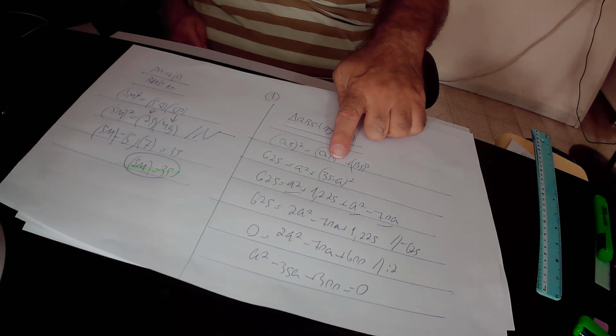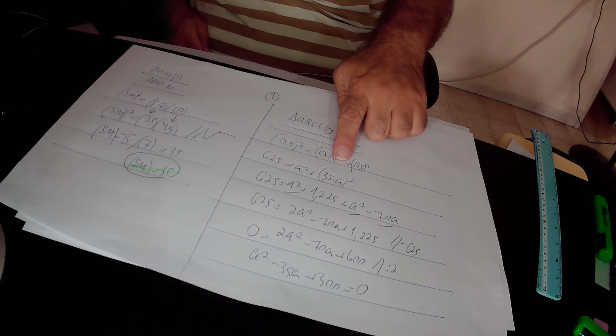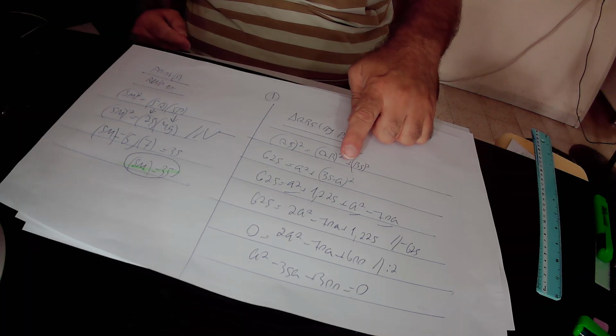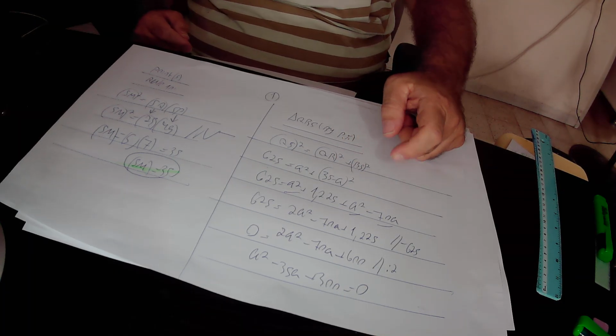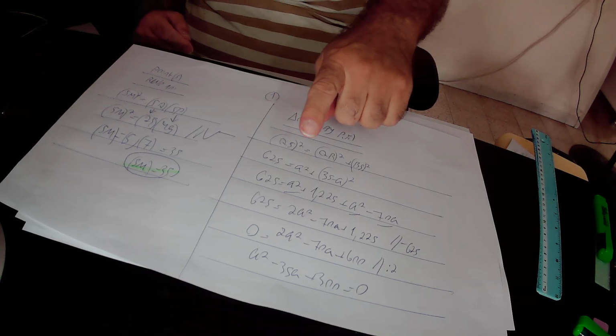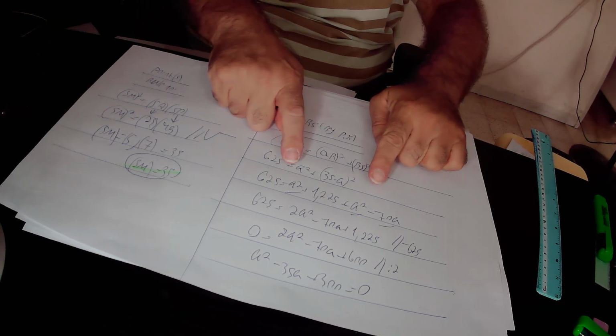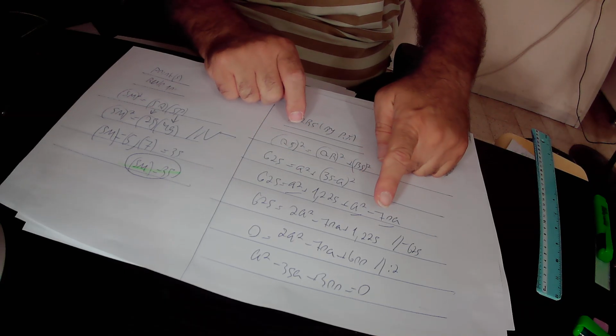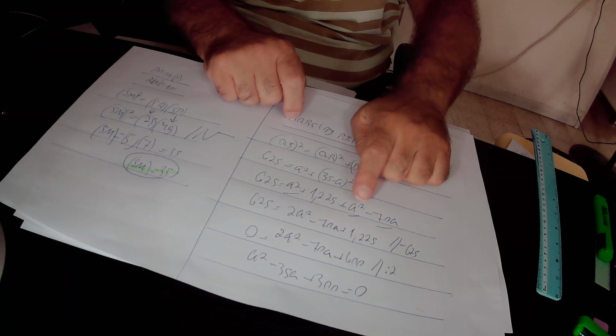We open the brackets of this expression. (35 minus 8) squared equals 35 squared, that is 1225, plus 8 squared, minus 2 times 35 times 8, that is 560. So 625 equals 8 squared plus 8 squared, that is 2 times 8 squared, plus 1225 minus 560.